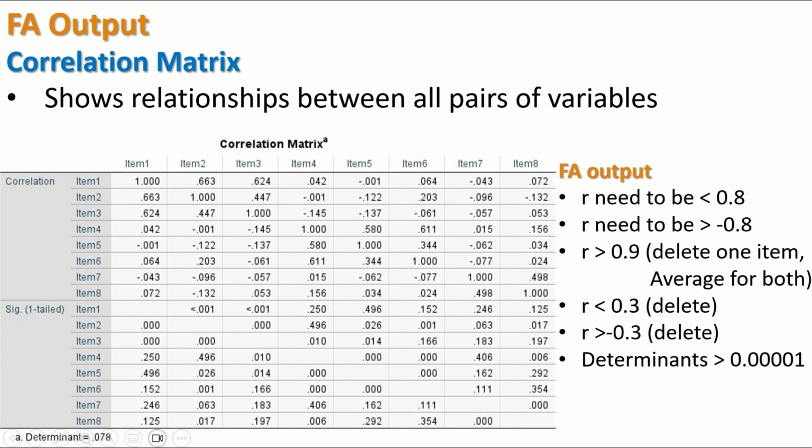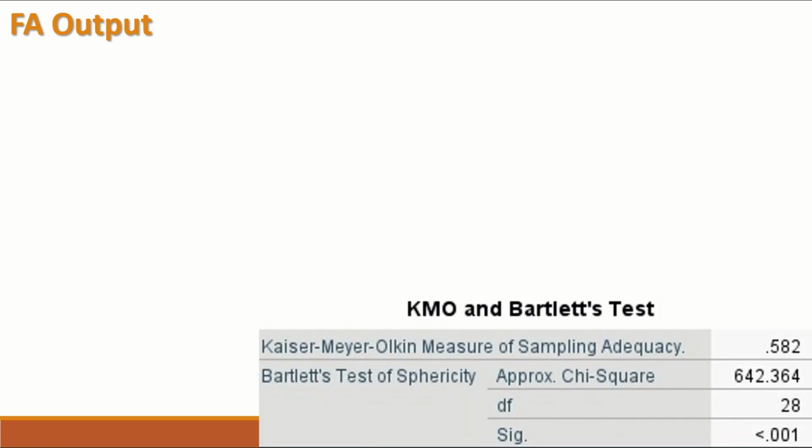In this output for the correlation matrix, there is also an important value, which is the determinant. It has to be greater than 0.001, and from this table it is greater than that value. So these are the essential observations and interpretations of the correlation matrix to consider when looking at the correlation between items: the correlation coefficient, the p-value, and the determinant. Moving to the next slide.